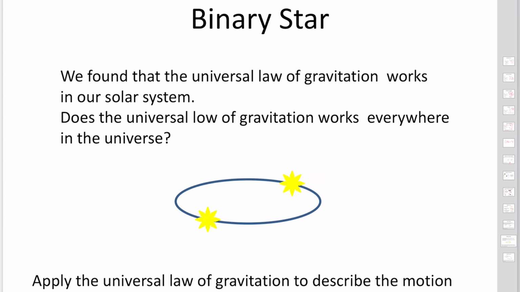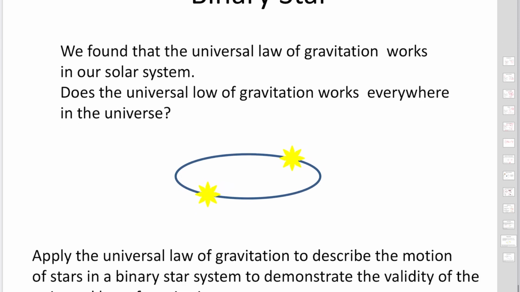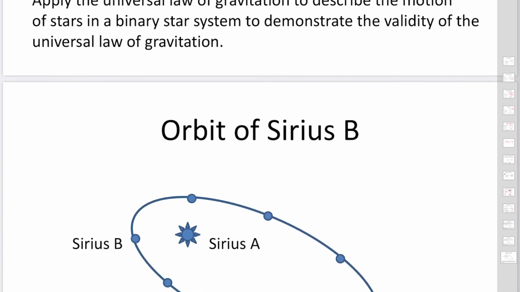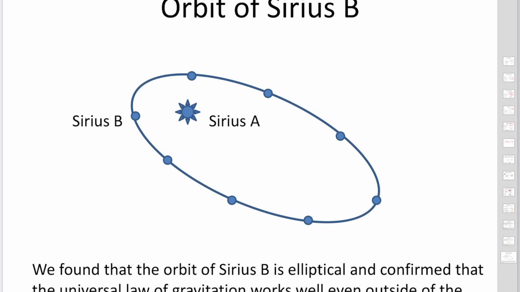The next question is: does the universal law of gravitation work everywhere in the universe? Then we apply the universal law of gravitation to describe the motion of stars in binary star systems to demonstrate its validity. Our sun is a single star, but half of the stars in the universe belong to binary systems. Actually, Sirius, the brightest star in the night sky, has a companion. Sirius is one of the binary star systems.